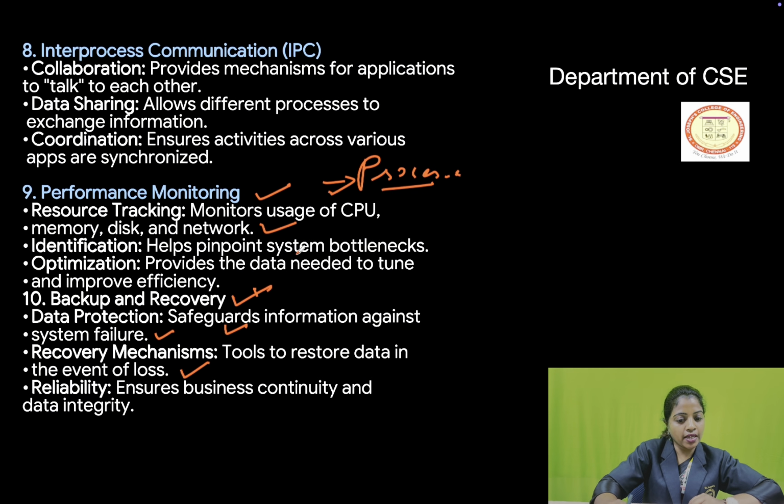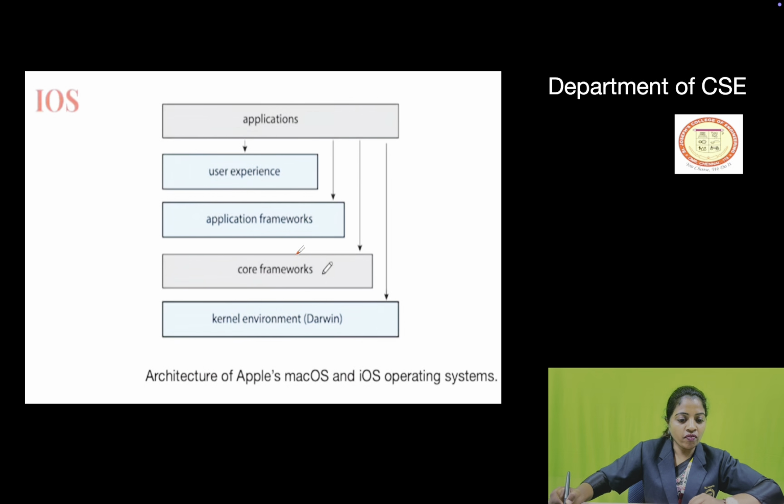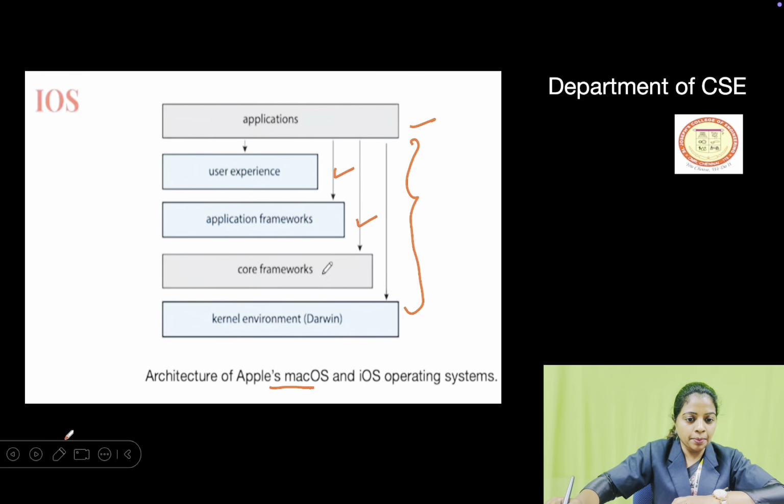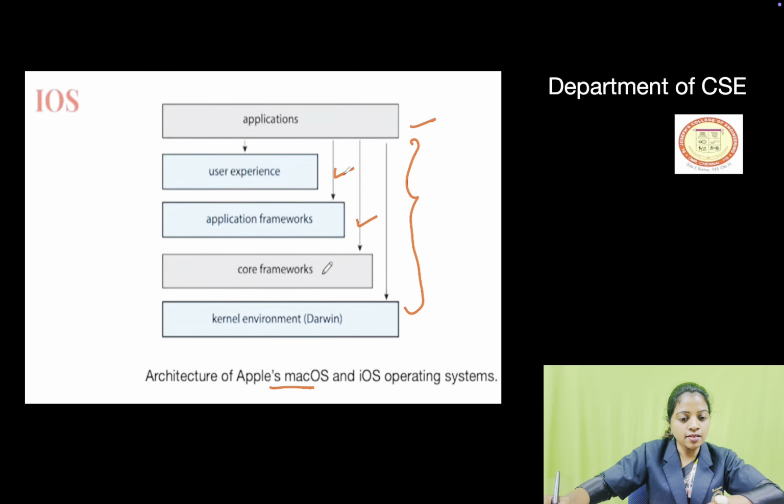And next, here we can see the architecture of Apple macOS and iOS. The first layer is the application layer, and the second is user experience. Third is the application framework, next is the core framework, and the bottom layer is the kernel environment. In macOS and iOS, we call this kernel Darwin. So Darwin is the name of the kernel.